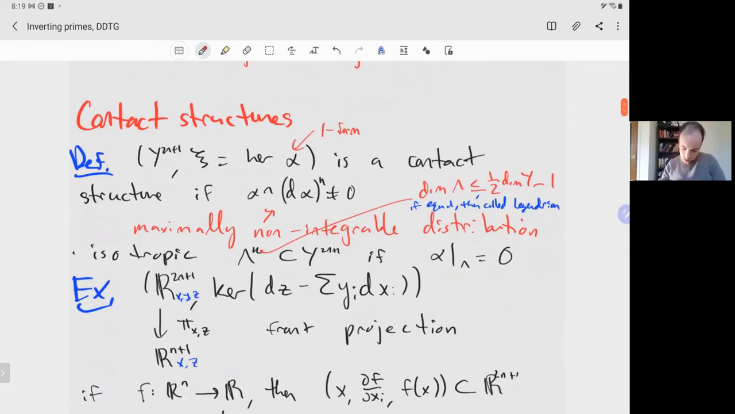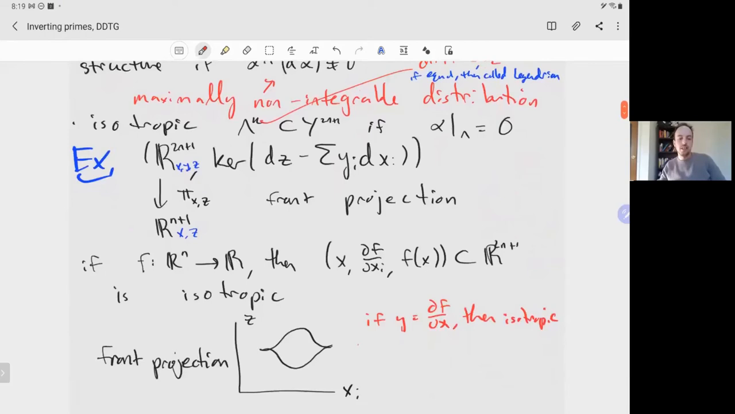Okay, so why is this good? Well, it's a good way because it lets us study isotropics in an easy way. What's an example of an isotropic? Well, in this setting, if f is just any smooth function from R^n to R, then you could take the graph of f plus the graph of its partial derivatives in R^(2n+1). And this is actually going to be an isotropic. In fact, it's going to be a Legendrian because it has maximal dimension. And why is that? Well, it's because the condition that you're in the distribution just says that dz/dx is equal to y, namely that y is given by the partial derivatives of the z coordinate with respect to x, and that's why you have this here.